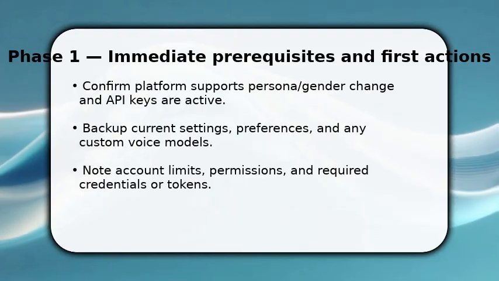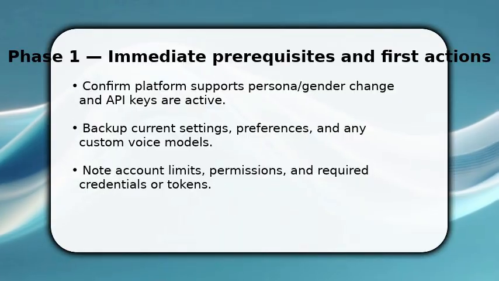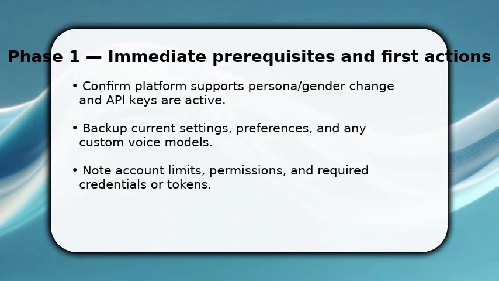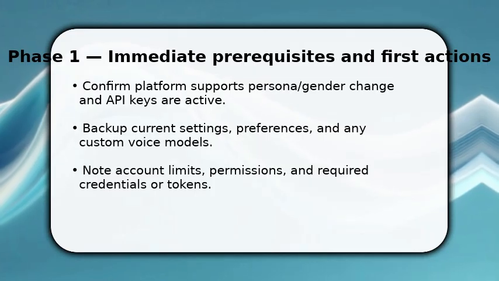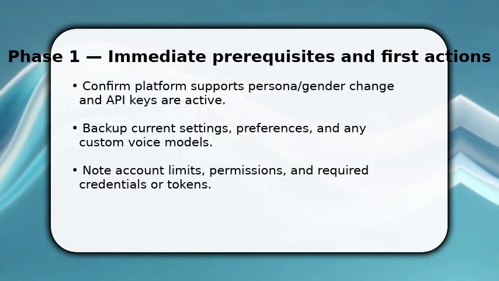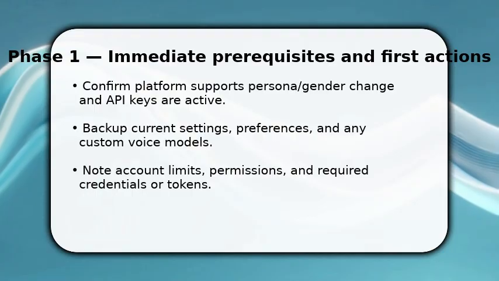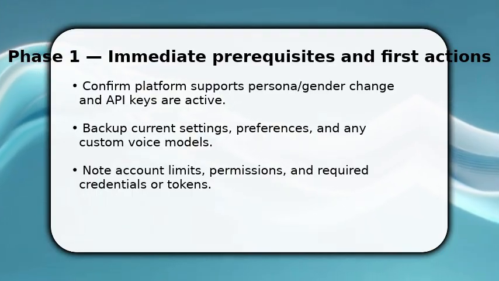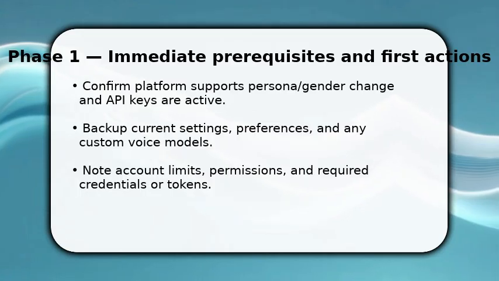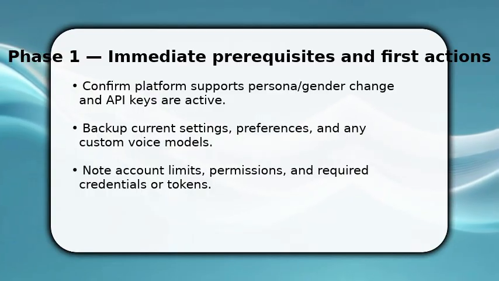You start by confirming that your AI platform supports changing persona attributes, gender included, so you can proceed. Once you have API keys and account permissions, back up current profiles and any custom voice or model settings. Make sure to note rate limits, active sessions, and token expiry so changes don't break integrations.